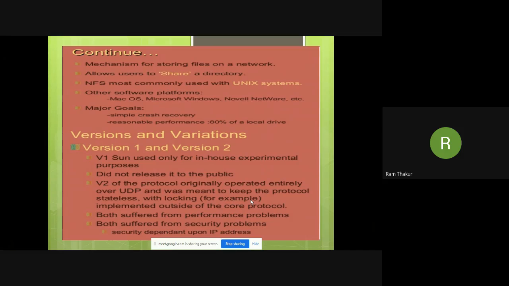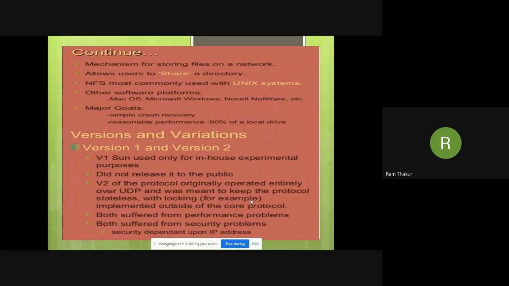If some file is lost or not exchanged, then it can be recovered immediately. And of course, it increases the performance of the system. The first version was released by Sun Microsystems, but it was basically for in-house experimental purposes and was not released publicly. Now, the second is version 2 of NFS. NFS 2.0 was released, and basically, version 2 of the protocol originally operated entirely over UDP and was meant to keep the protocol stateless, without locking.